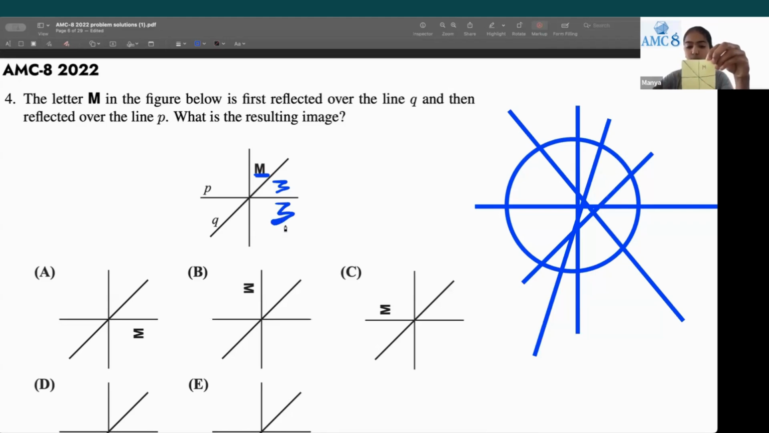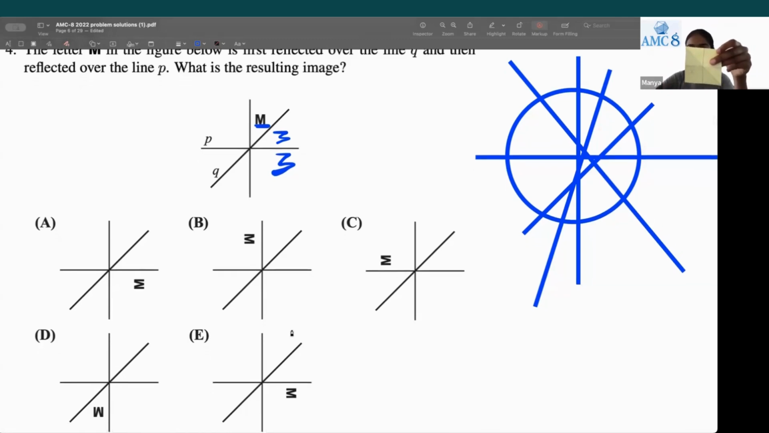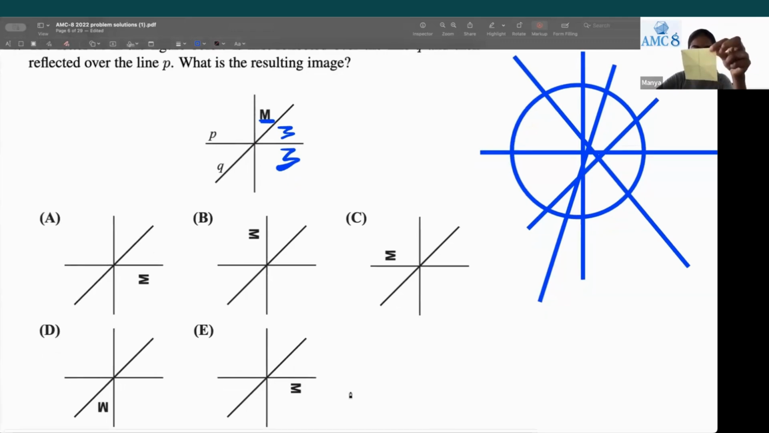Which one of these answer choices would be looking something like this? Which of these would be looking something like this, since it was originally here, and then we did a line of symmetry over here, and so the M moved over here, and then we had to reflect over line P, and so it would go over here. The only answer choice that is correct is answer choice E.